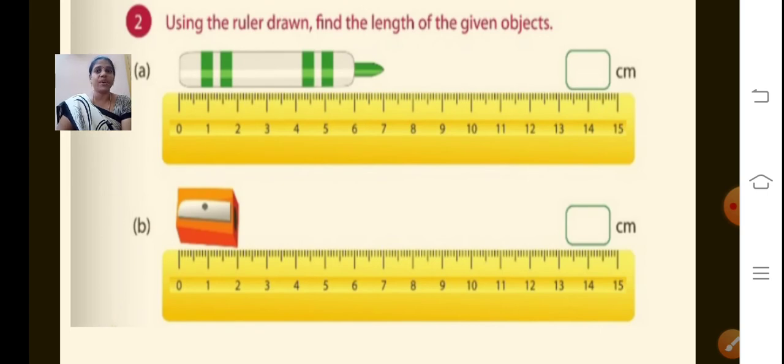Using the ruler drawn, see the ruler is there. Find the length of the given object. We are going to find the length of the given object. So first one, A1. Just tell me what is the length of that. What is that? A1 sketch pen or so. How to measure that length?